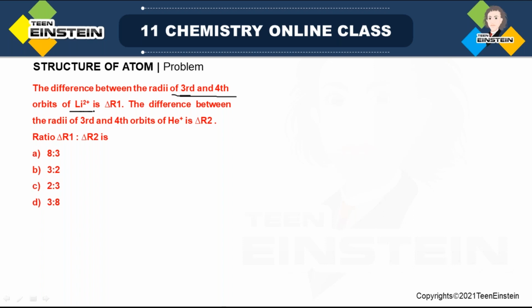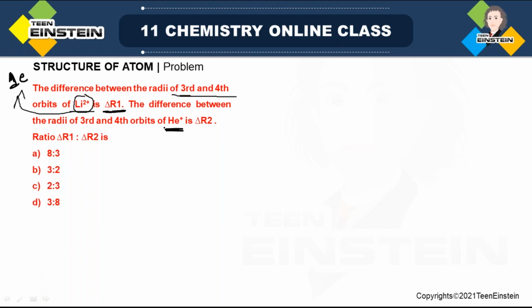For lithium 2+. Now it is not hydrogen atom. But see, lithium atomic number is 3, but it is having oxidation state 2+. That means it is also one electron system, like hydrogen. So you can apply Bohr's model, which is applicable for a hydrogen like system only. And this difference is del R1. You have to find the difference between the radii of third and fourth orbit. Again third and fourth, but now the system is different.